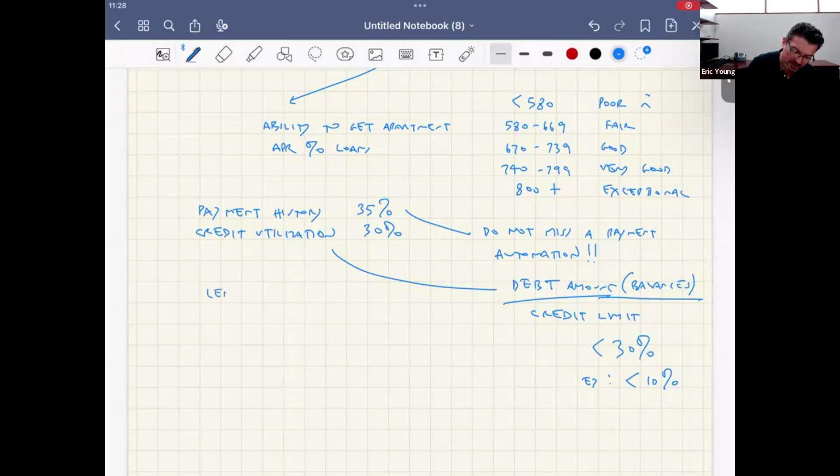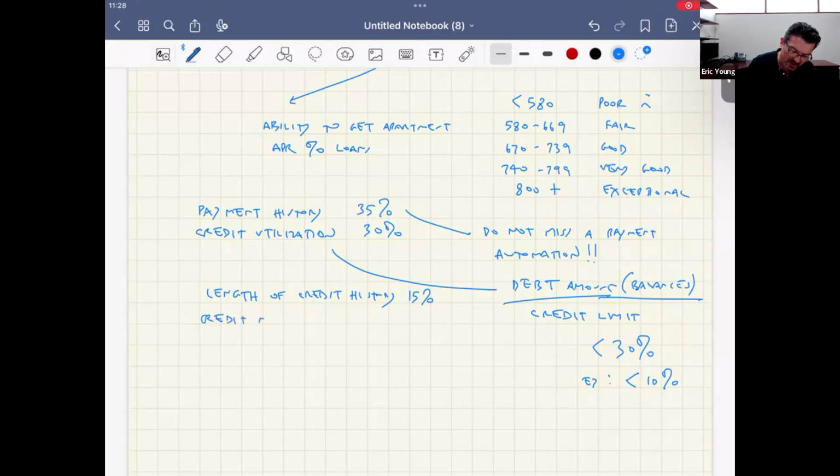The third part is the length of your credit history. How long have you had credit cards for? That's going to be 15%. You can't do much about that, but just let time work for you and keep your earliest credit cards open so that your length of credit history is long.